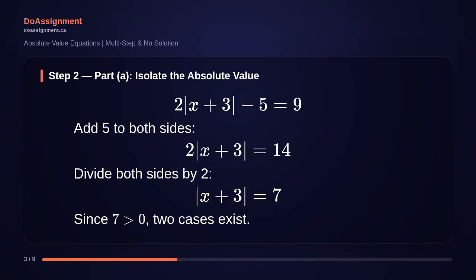For part A, start with 2 times the absolute value of x plus 3 minus 5 equals 9. Add 5 to both sides to get 2 times the absolute value equals 14, then divide by 2. The absolute value of x plus 3 equals 7. Because 7 is positive, we have 2 cases.